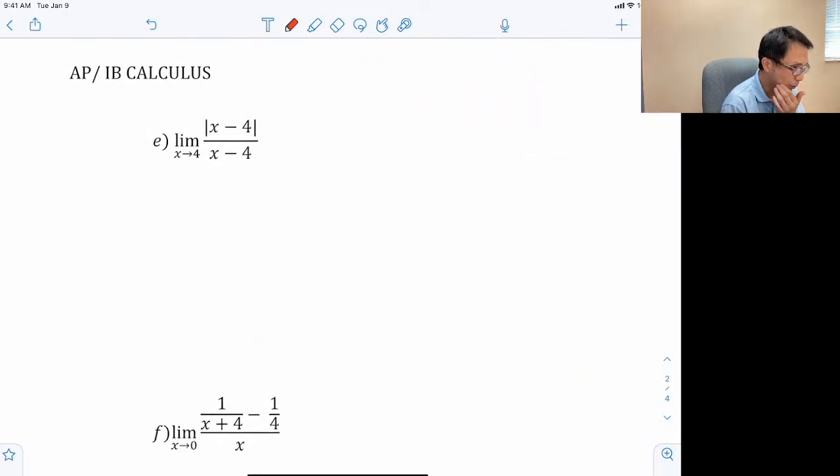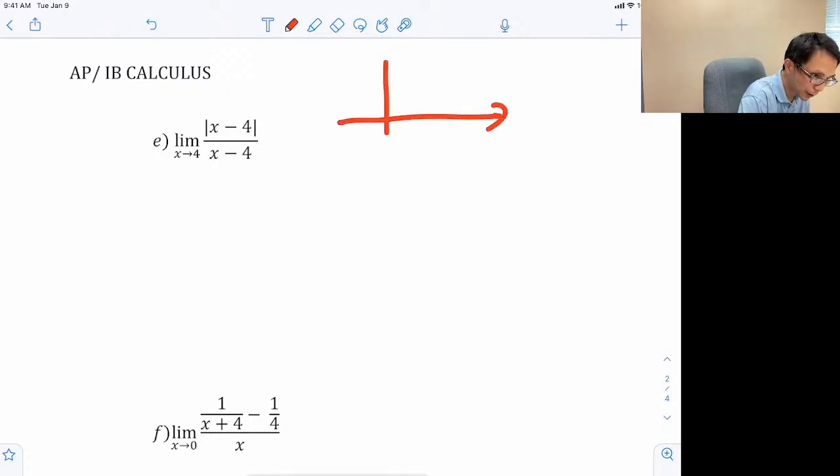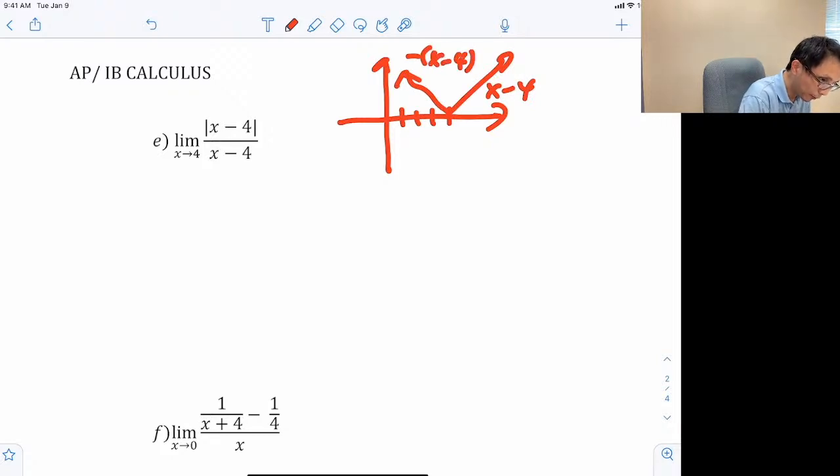Okay, so now the next one here, x approaches 4. Now that means you have to approach 4 from both sides. So then I have to choose both sides. So I'm going to explain this again. At 1, 2, 3, 4, here and here. It's going to be x minus 4, and here it's going to be minus x minus 4. So therefore, I'm going to say limit as x approaches 4. Because I plug in 4, I get 0 over 0.